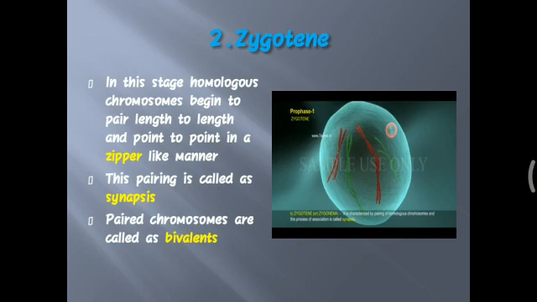The pairing of homologous chromosomes begins either from one end of the chromosome and proceeds to the other end, or it may begin in the middle of the chromosome and proceed to either end. The pairing process is constant for a given pair of chromosomes. The paired homologous chromosomes are called bivalents. You can see it in the figure.